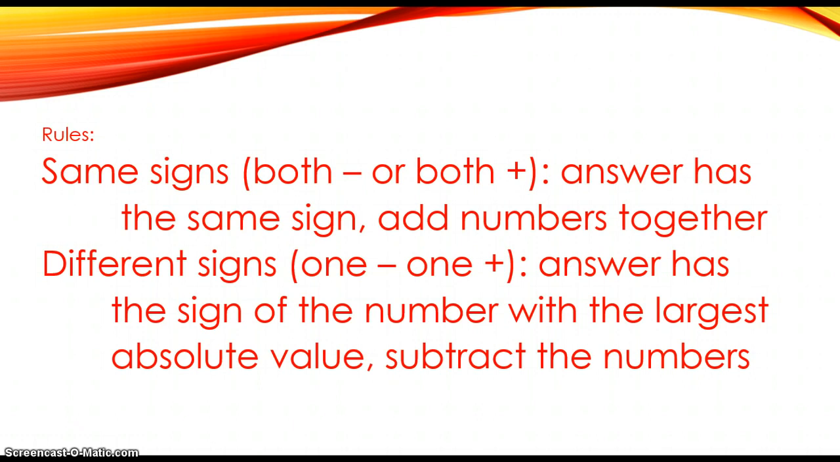Here are the rules for combining integers. If integers have the same sign, so both numbers are positive or both numbers are negative, your answer is going to have that same sign. To find out what the number is, you simply add the two numbers together. If they have different signs, so one negative and one positive, the answer has the sign of the number with the largest absolute value. In order to find the answer, you're going to subtract the numbers. Sometimes these rules can be a little bit confusing, so let's look at this a different way.